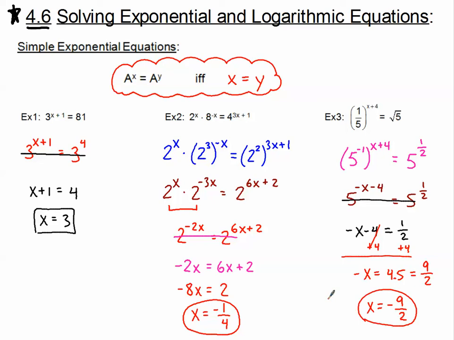So that's a technique to solving simple exponential equations if you can rewrite things using the same base. And I'd like for you to look for those simple equations. We'll practice this more in class.